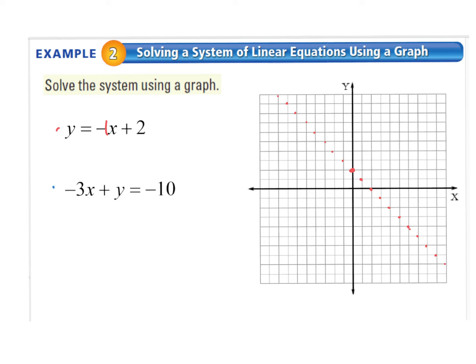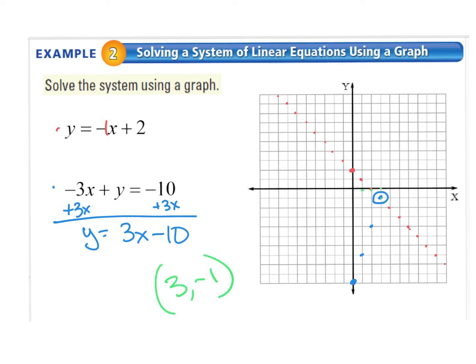Now, before we can do this second equation, we need to change it into slope-intercept form. So I'm going to add 3x to both sides. So I get y equals 3x minus 10. So negative 10 is my y-intercept. 3x, I'm going to go up 3, to the right 1. 1, 2, 3, right 1. And I'm going to stop right there because there's our solution, which is 1, 2, 3, negative 1. And there's our solution. It's as easy as that.